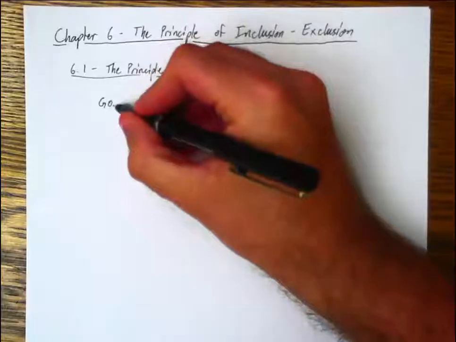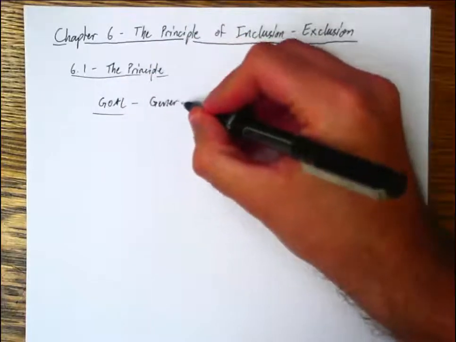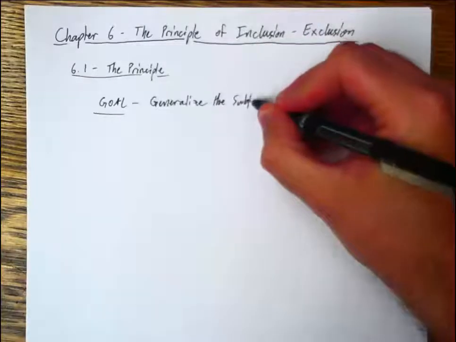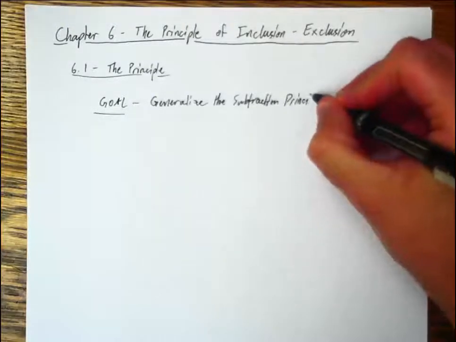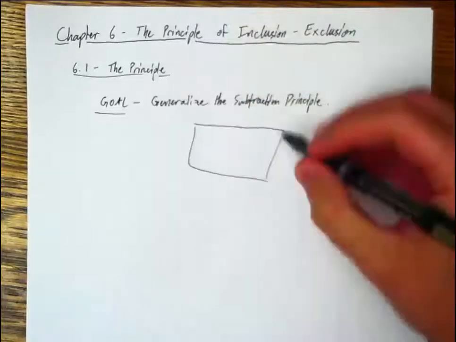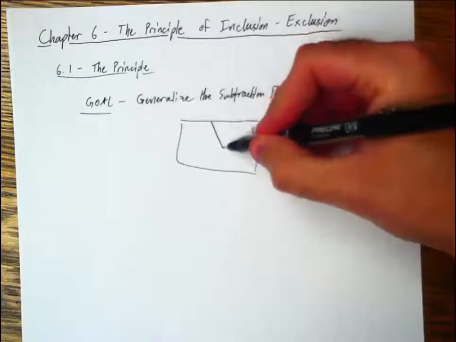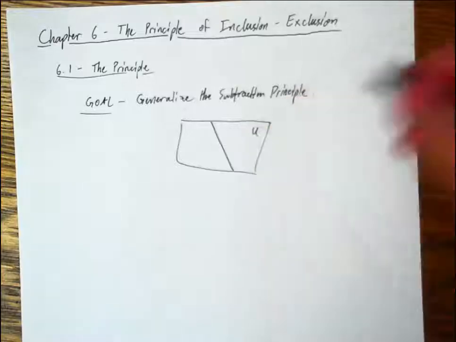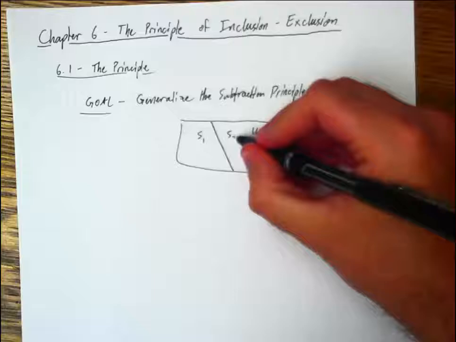Our goal here is to do exactly that. We are going to generalize the subtraction principle. Now, if you'll recall the subtraction principle, we needed two sets. And let's say we had our big universe here, and we were able to divide that universe into two pieces. In other words, we had a big set of all the things that we could count, and then we're going to divide this up into sets 1 and 2.